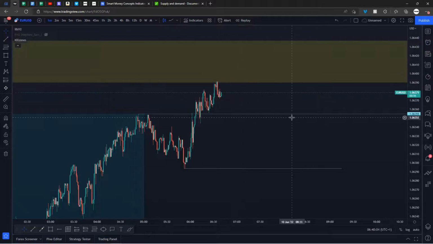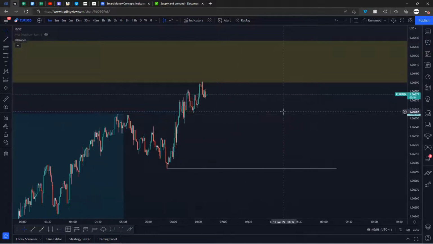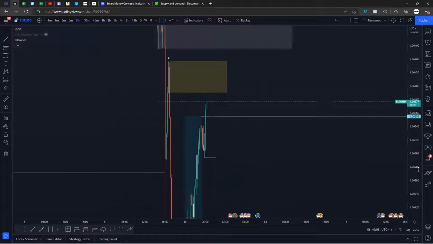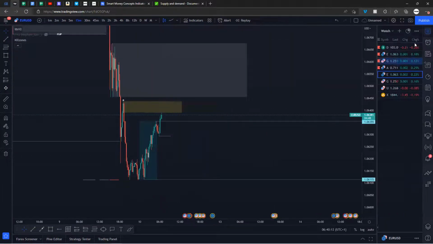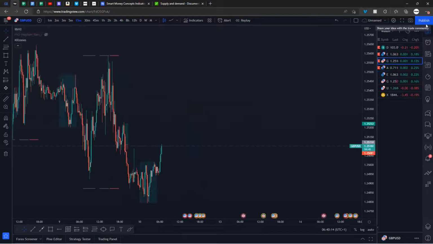So that kind of summarizes Euro US dollar for today. The market does look nice. There are some really clean setups. Now let's head over to GBP US dollar.